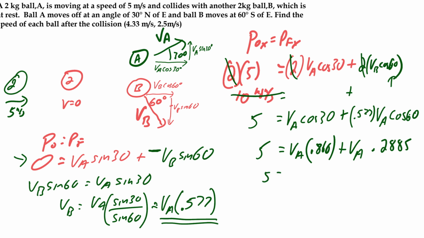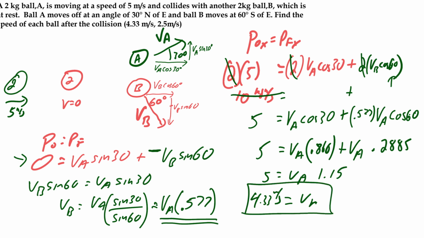So in other words, 5 equals, if we add those two together, 0.866 plus 0.2885 is about 1.15. So that means VA is going to be 4.33. Okay, and let's check the answer. That's the correct answer. So VA is going to be 4.33 meters per second.